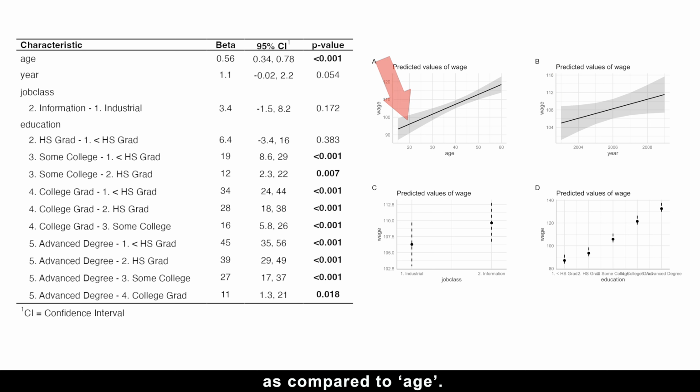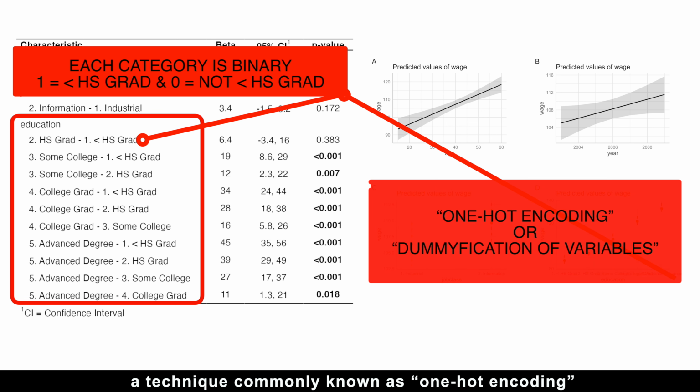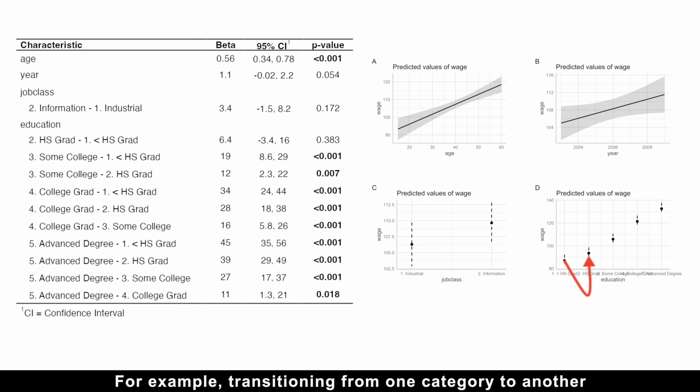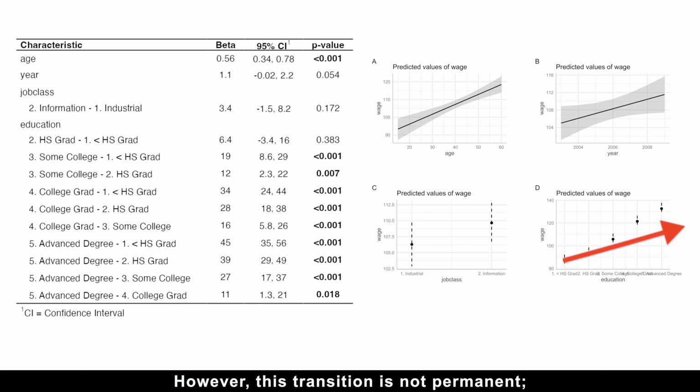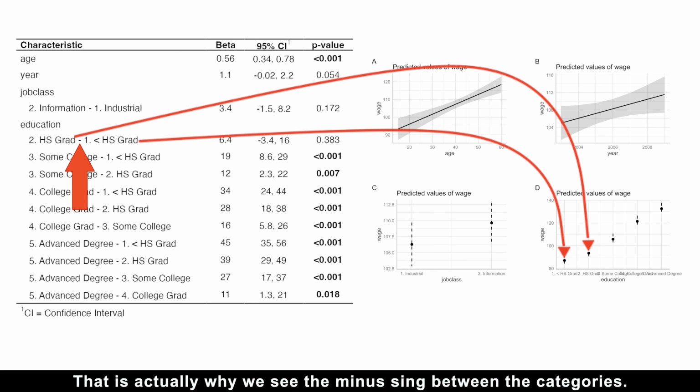In a categorical predictor, each category is treated as a separate binary predictor, a technique commonly known as one-hot encoding or dummification of variables. For example, transitioning from one category to another can be viewed as a one-unit change, similar to the numeric predictors. However, this transition is not permanent. It represents the difference between the means of two particular categories. That is actually why we see the minus sign between the categories.